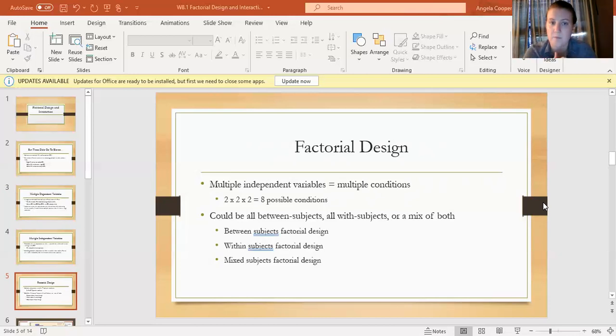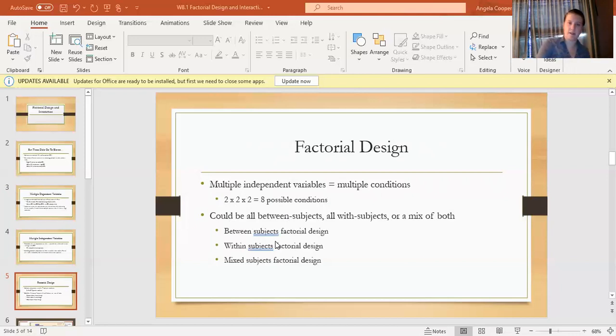We're just multiplying. So when we have this example here, the 2x2x2, that's telling us that there are 3 independent variables because there are 3 numbers, a 2x2x2. And the 2's indicate the conditions. So the first independent variable has 2 conditions, the second has 2 conditions, and the third has 2 conditions. So in order to indicate how many total conditions there are, we would just multiply 2 times 2 times 2. So 2 times 2 is 4, times 2 is 8. So that factorial design of a 2x2x2 would have 8 possible conditions that participants can be placed in.